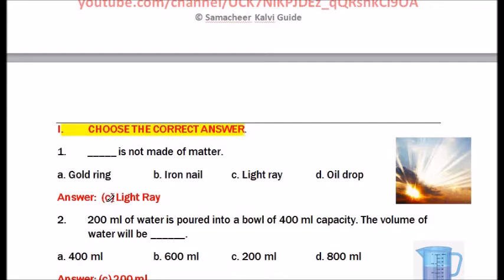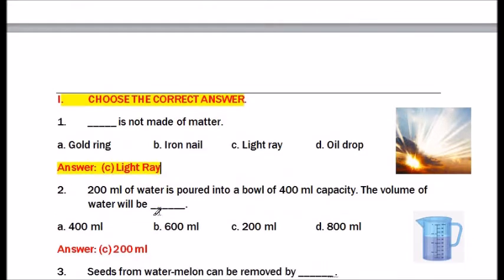Option A, gold ring. Option B, iron. Option C, light ray. Option D, oil drop. And the answer is light ray. Light ray is not made of matter.